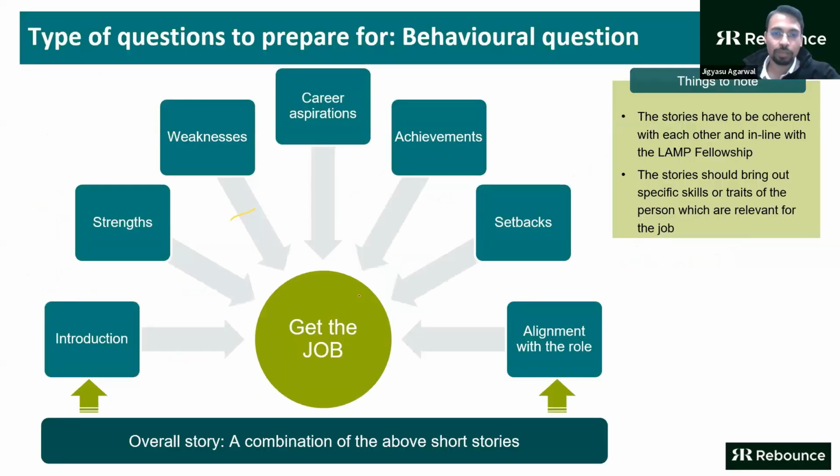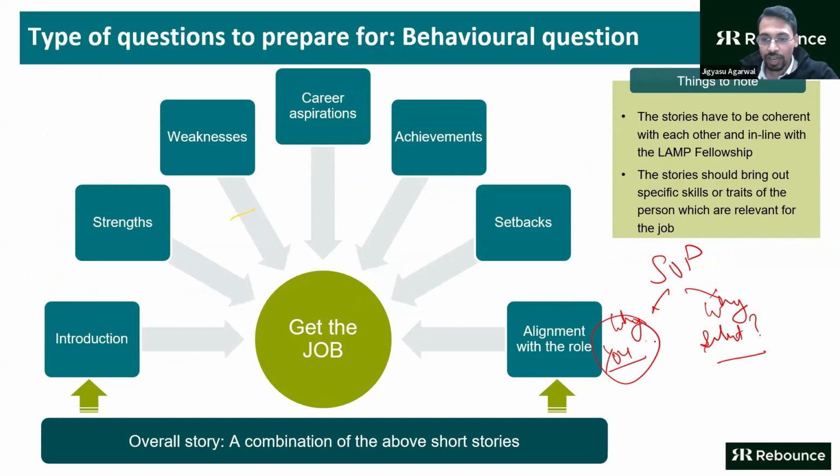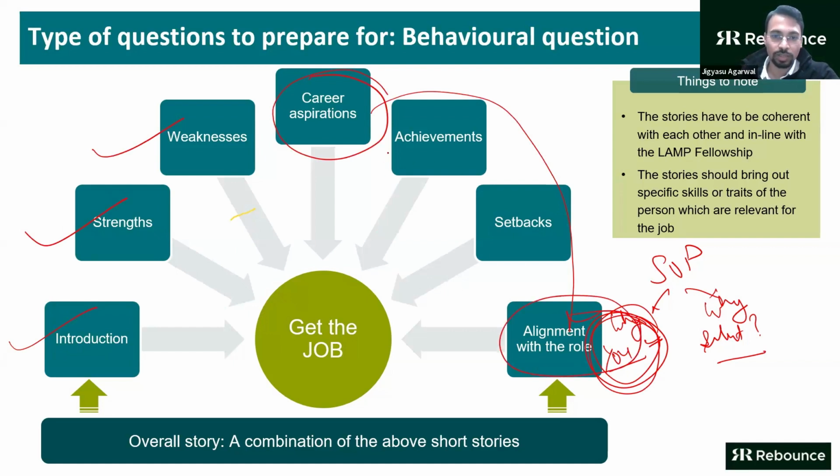How will we discuss this? Number one is the behavioral kind of question. As we discussed in the SOP, you have given two things: why you want to become part of it, and why they should select you. You will have a lot of questions around this, plus some from your personality, which includes your introduction, your strengths, weaknesses, your career aspirations, and how they align well with the LAMP fellowship. So your story so far, basically: your achievements, your setbacks, and alignment with the role. So general behavioral kind of questions.